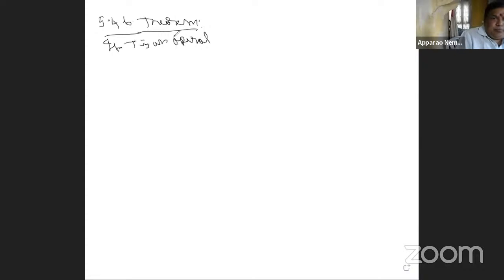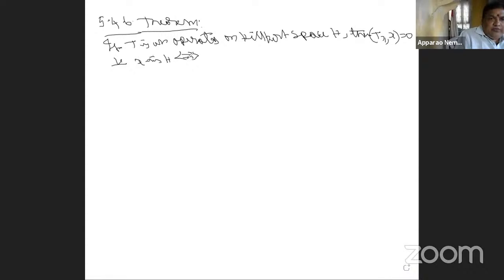5.4.6 Theorem. Using operators: if T is an operator on Hilbert space H, then (Tx, x) equals 0 for all x in H if and only if T equals 0. Proof.